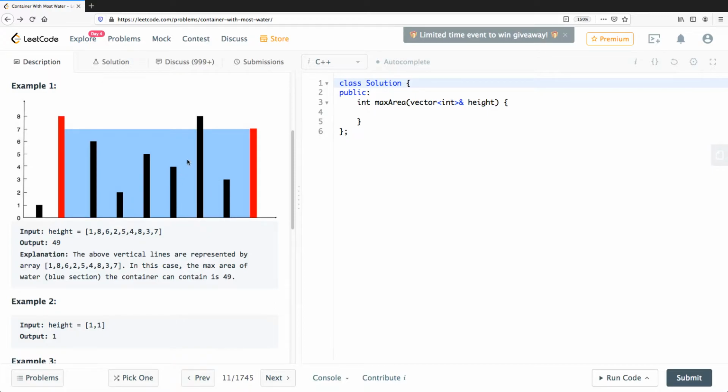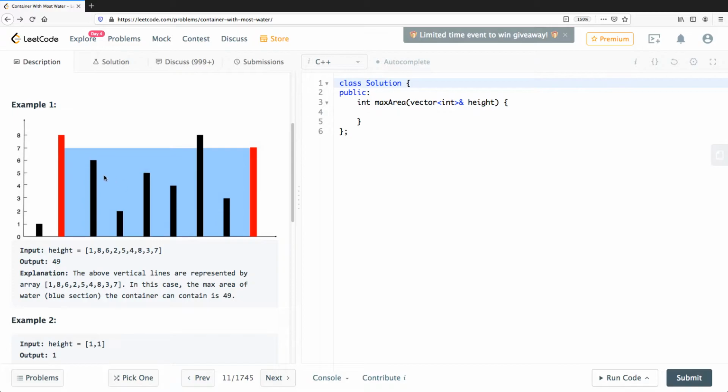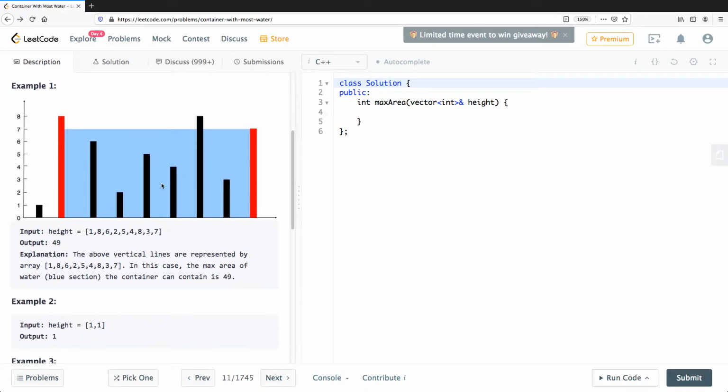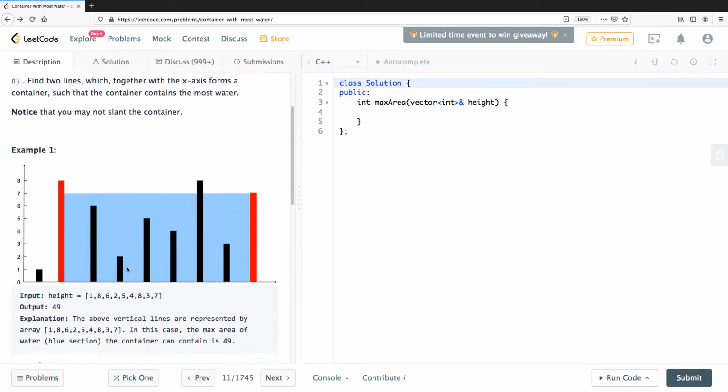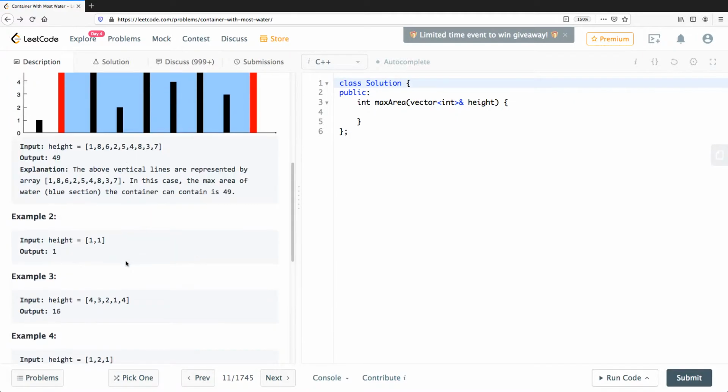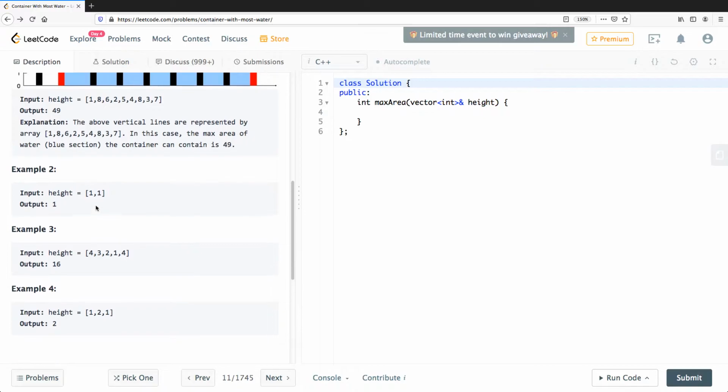Now if you take, for example, this guy and this guy, then you get 8, the minimum of the two is still 8, and you have 1, 2, 3, 4, 5. So 8 times 5 is only 40, but this one is 49. So now you can see that this indeed is the container with the most water.